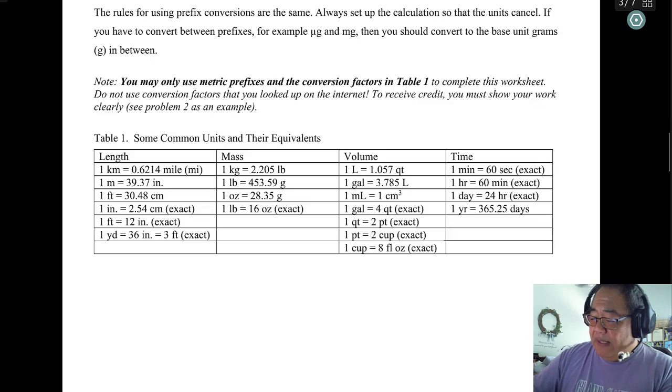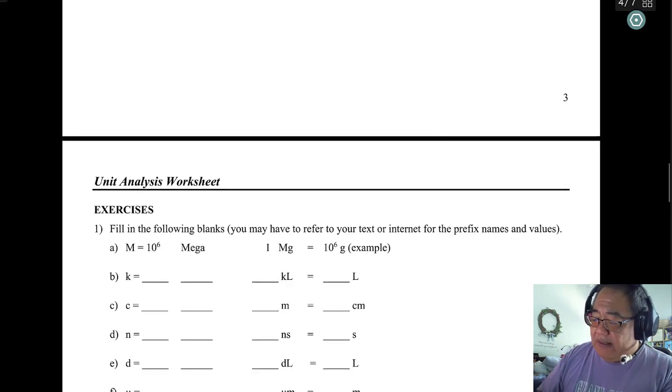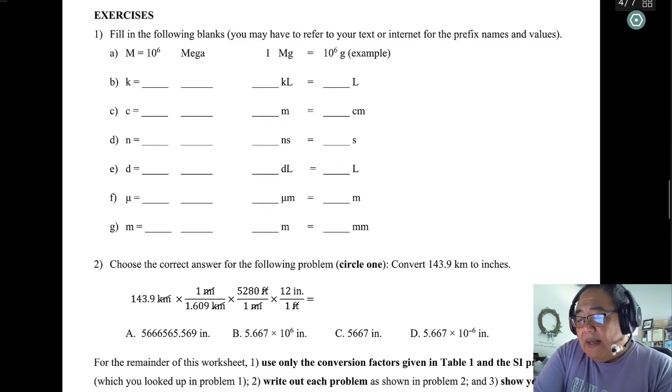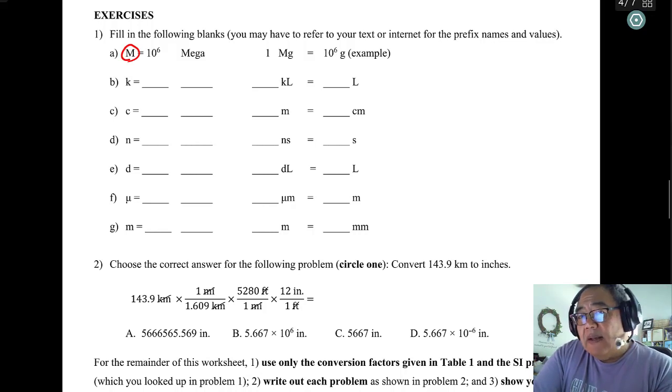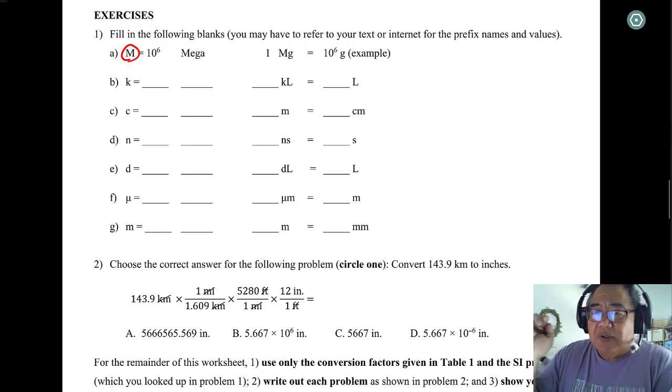And I'm going to skip all this and go straight to the worksheet. This is exercise 1. And in exercise 1, I typed out the first example. Basically, what you're going to do is look up what M means in an SI prefix. Now just Google it if you don't know what it means. It's fine. You'll all have to have all of the ones on this page memorized, quote unquote, right?